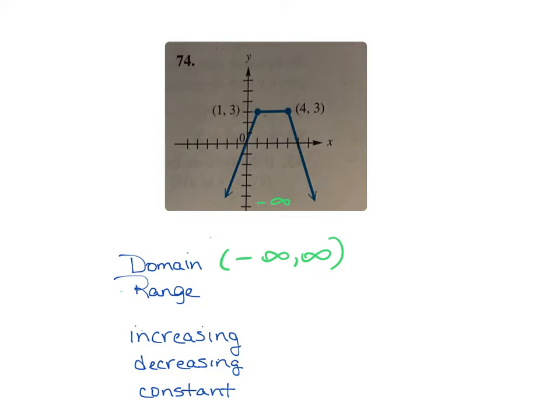The range, however, remember it's the y values. For the range, we go from bottom to top. So notice the first bottom place I see something is here at negative infinity. And then the highest point my graph gets is right here at 3. And it's a bracket because it's a solid line.